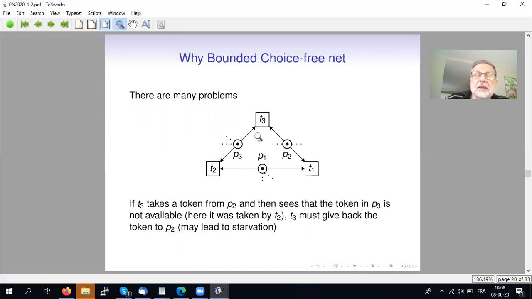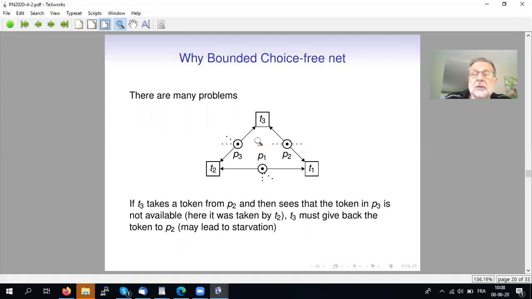But then it may happen that later T3 observes that the other tokens or some of the other tokens are not available, and then in order to avoid creating an artificial deadlock, it may be necessary to give back the token already absorbed before, during the execution of the process.